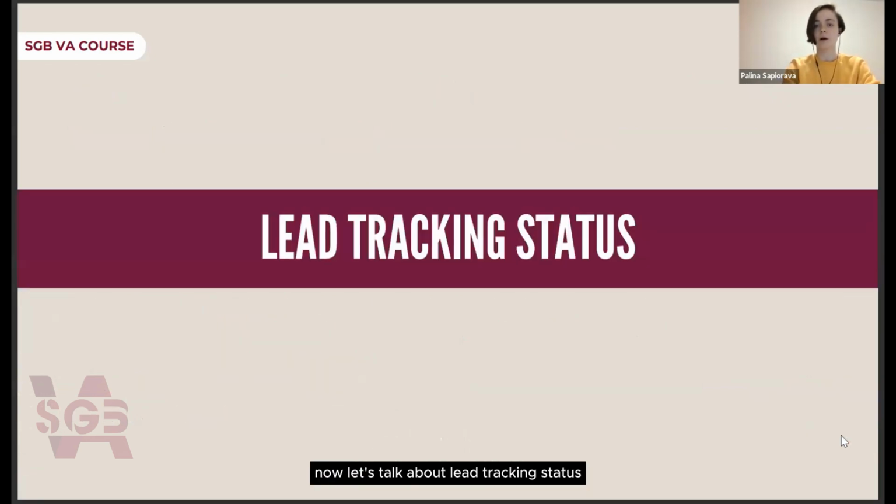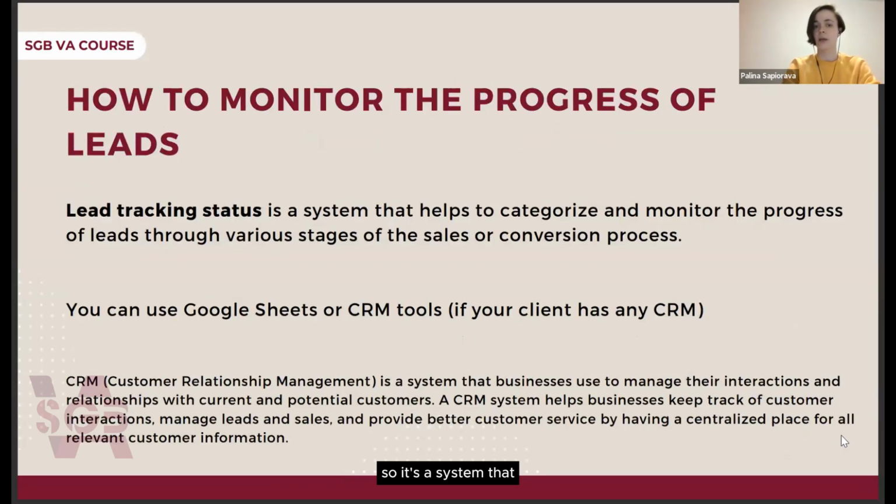So let's talk about lead tracking status. It's a system that helps you to categorize your progress with leads. So what are their stages, what is the progress, etc. To track your lead status, you can use either Google Sheets or CRM tools. With Google Sheets, it's easier because it's just a table where you can put all the information you have, but it can take much more time and effort. To avoid that, you can use special customer relationship management tools.